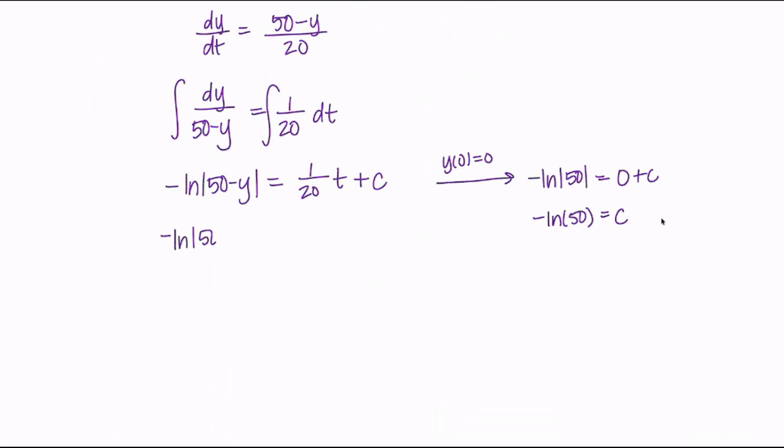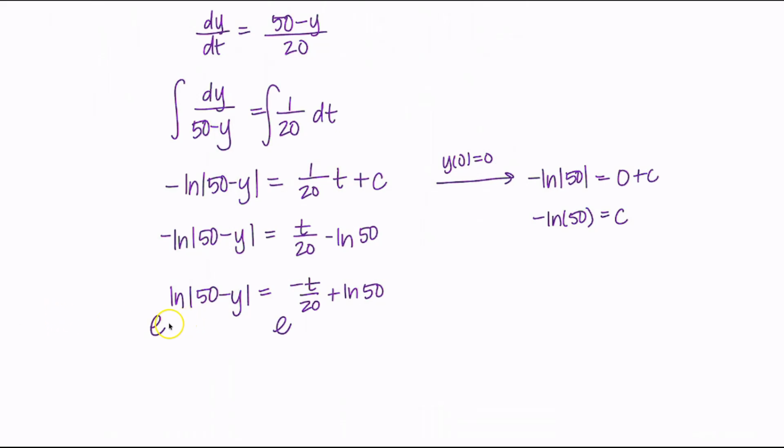Negative natural log of 50 minus y is equal to, I'm going to write this as t over 20 minus natural log of 50. And we're going to try to solve for y now. So I'm going to multiply the negative to the other side, or divide by negative 1. Natural log absolute value of 50 minus y is equal to negative t over 20 plus natural log of 50. And then I'm going to exponentiate both sides here.